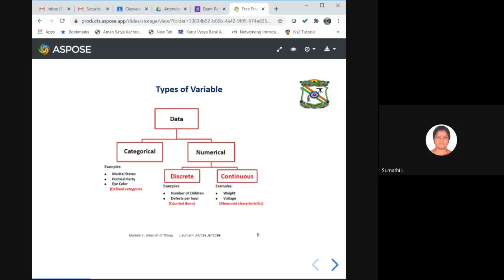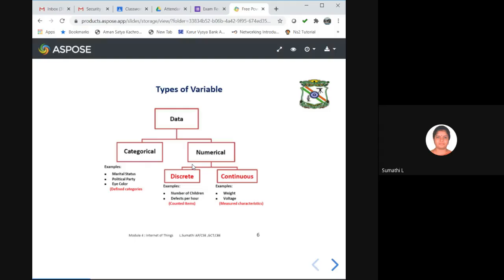Okay, what do you mean by types of variables? As you know, what is a variable now? Why should I know the type of variable? Only if I know the types of variables, I can perform some operations on them, right? So, what are all the types of variables I have? Categorical variable and numerical variable in a broad sense. Categorical variable means you don't have numerical data. For example, your marital status, your political party, your eye color, and even your gender, right? All these come under categorical.